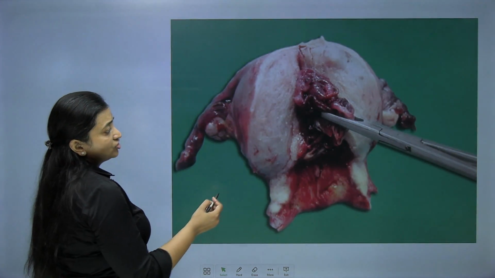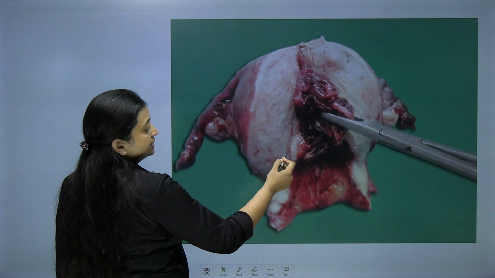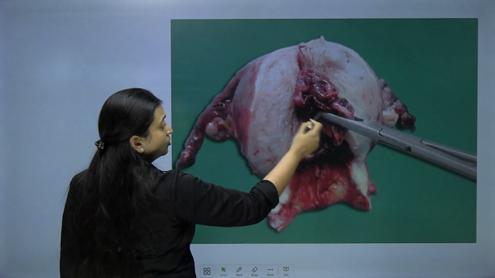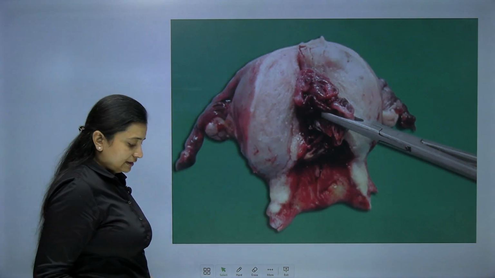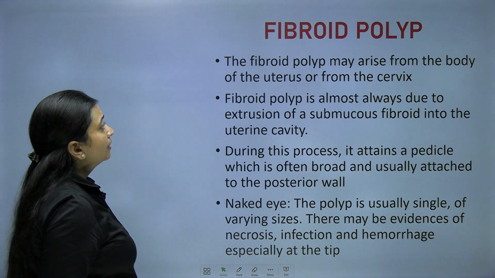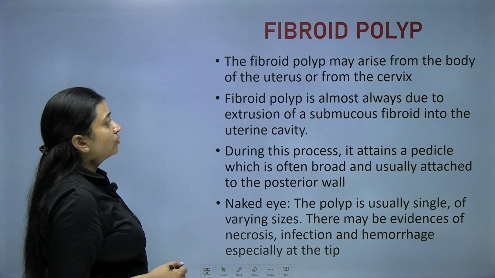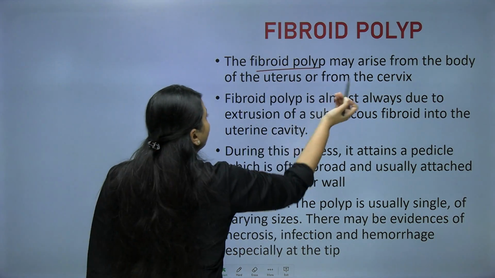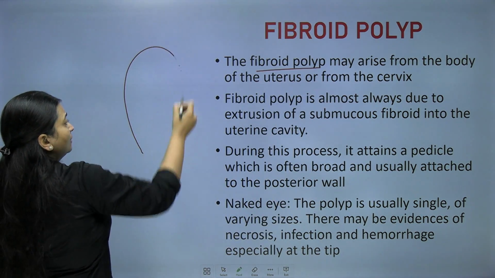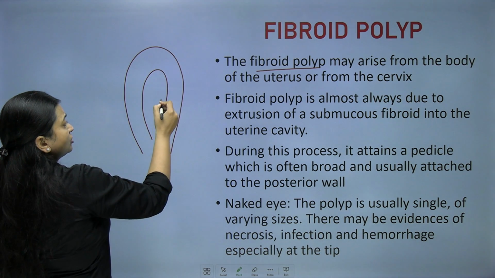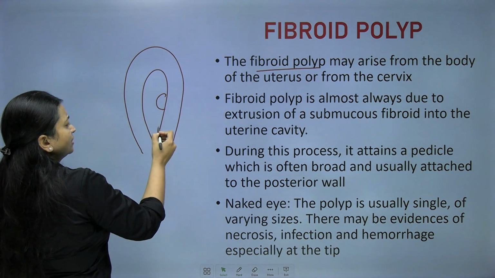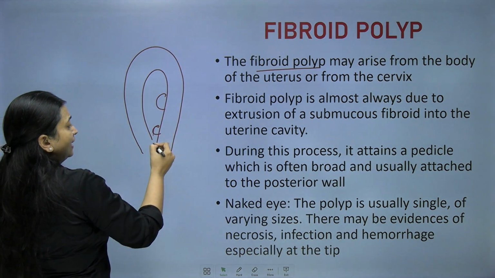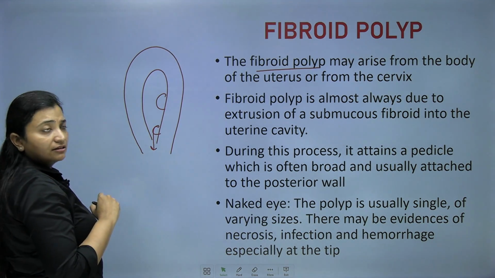See, this is a cut section of a uterus. You can see that from the endometrium, numerous endometrial polyps are arising. Fibroidal polyp may arise from the body of the uterus or from the cervix. What is a fibroidal polyp? It is nothing but a submucous fibroid which arises probably from here or here, and it tries to get out from the cervical canal.